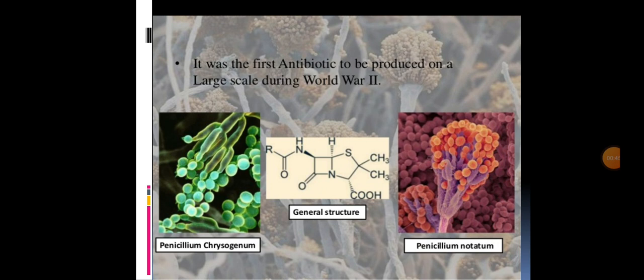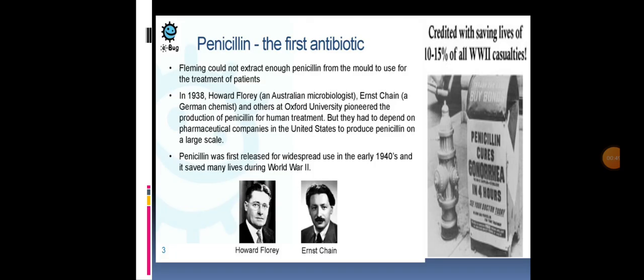It was the first antibiotic to be produced on a large scale during World War II. However, Fleming could not extract enough penicillin from the mold to use for the treatment of patients. In 1938, Howard Florey, an Australian microbiologist, Ernst Chain, a German chemist, and others at Oxford University pioneered the production of penicillin for human treatment. But they had to depend on pharmaceutical companies in the US to produce penicillin on a large scale.